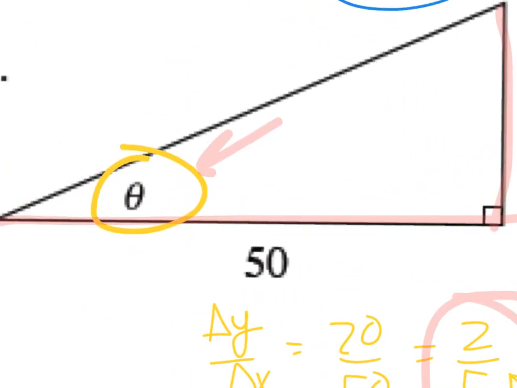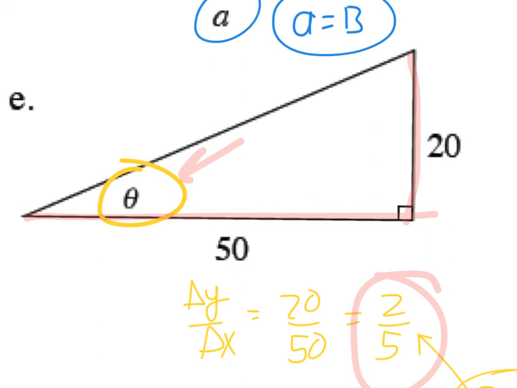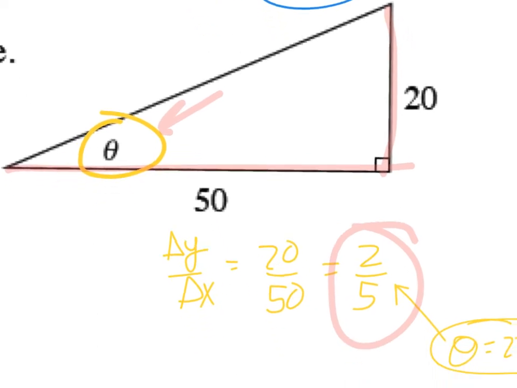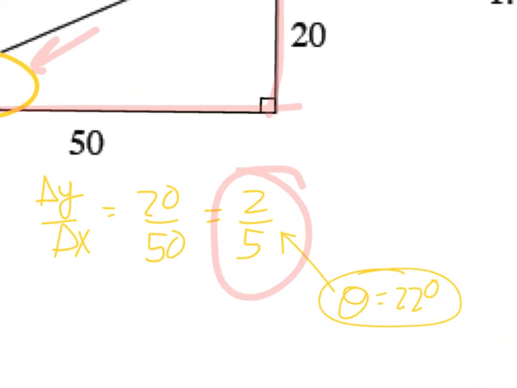So that means that this angle, although the side lengths are 20 over 50, that ratio is constant if you simplify it to be 2/5. Therefore, that angle has to be 22 degrees.